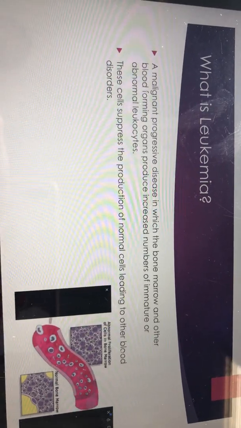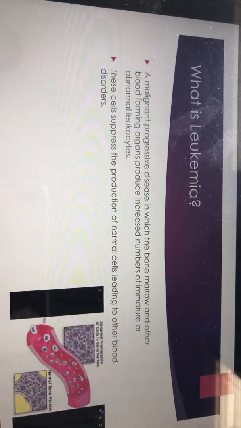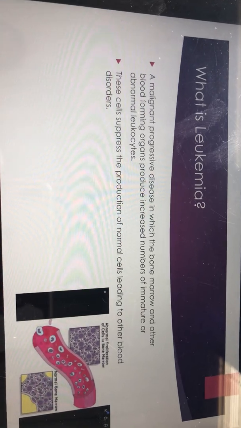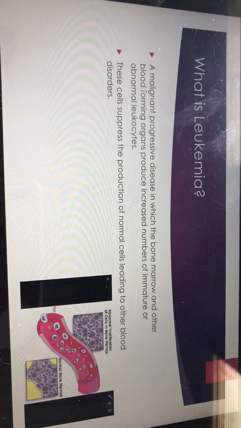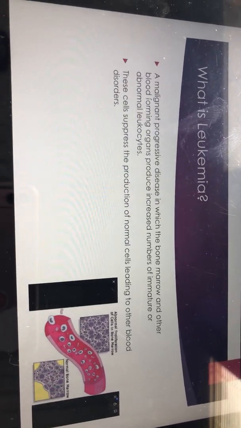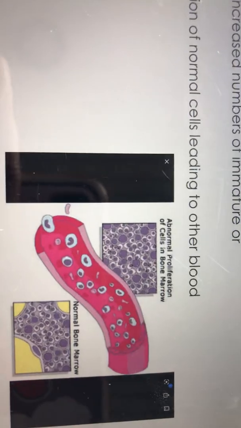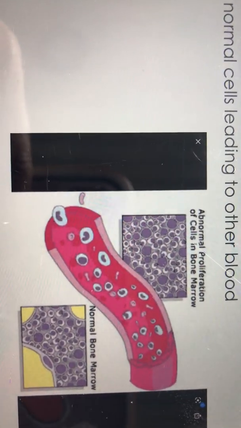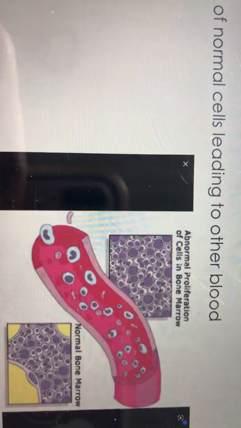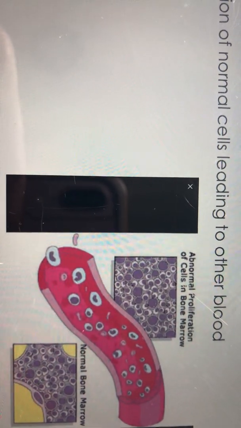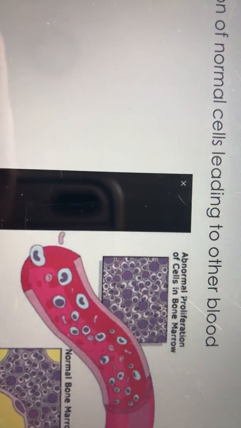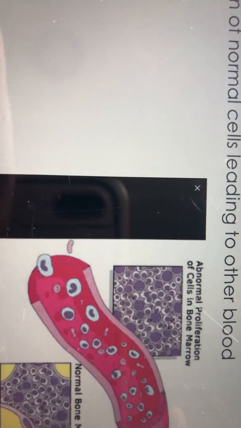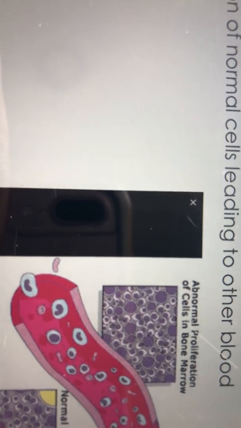What is leukemia? Leukemia is a malignant progressive disease in which the bone marrow and other blood forming organs produce increased numbers of immature or abnormal leukocytes. These cells suppress the production of normal cells, leading to other blood disorders. This is a picture of the proliferation of cells in bone marrow. In normal bone marrow, there are a lot fewer cells, and with the growth and formation of the mutated cells there is proliferation.